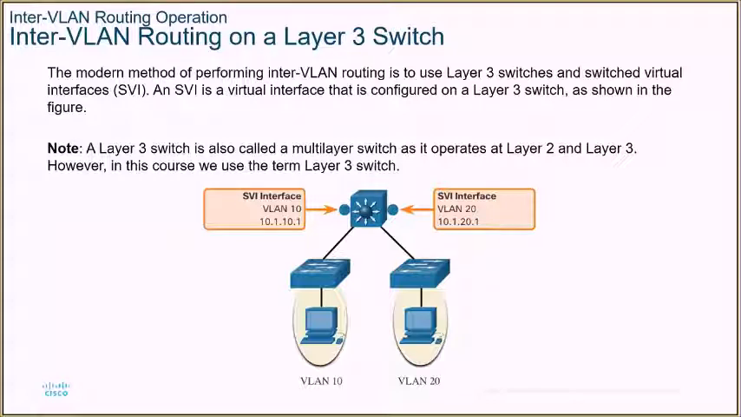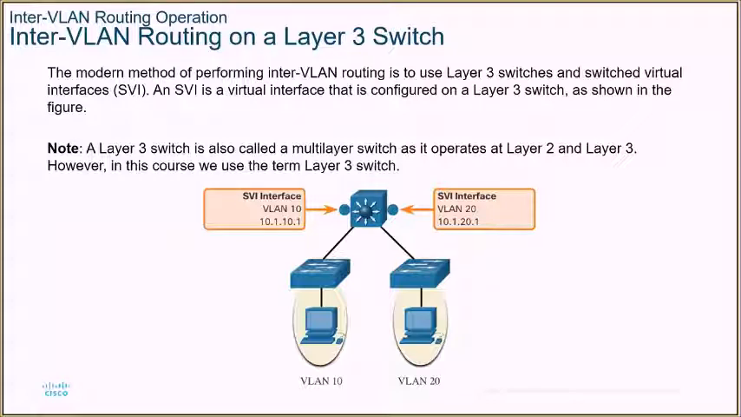And so the more modern method for doing inter-VLAN routing is a layer 3 switch using switch virtual interfaces, as I said. An SVI is a virtual interface that is configured on a layer 3 switch, as shown in the figure. And a layer 3 switch is also called a multilayer switch as it operates on layer 2 and layer 3.